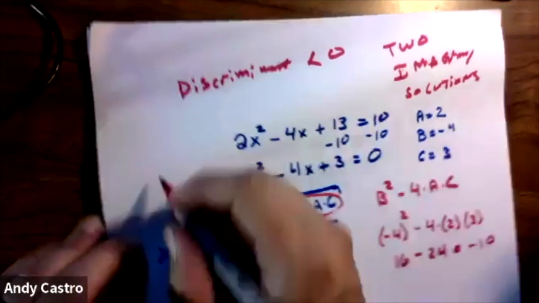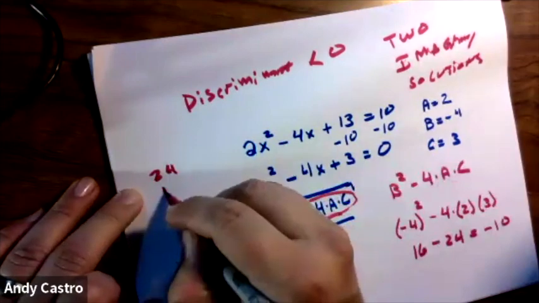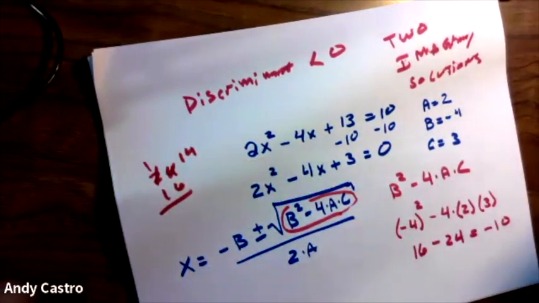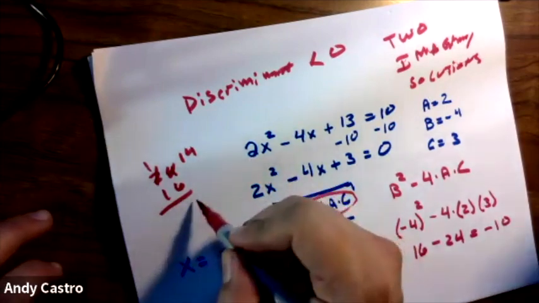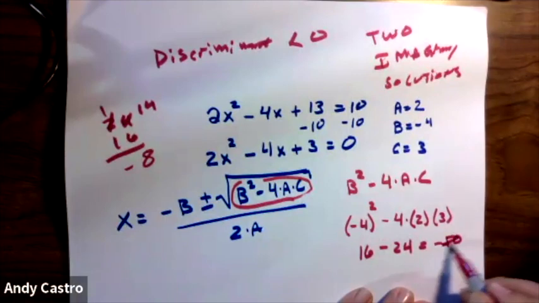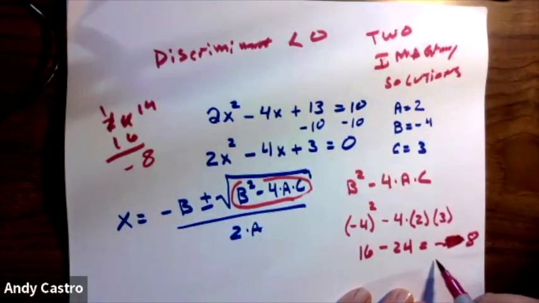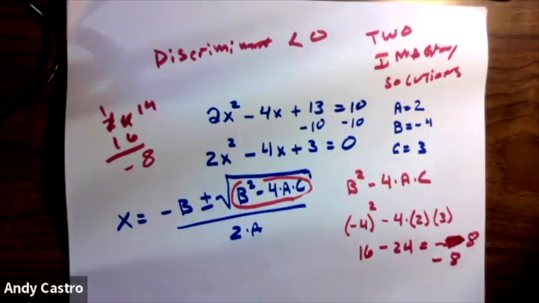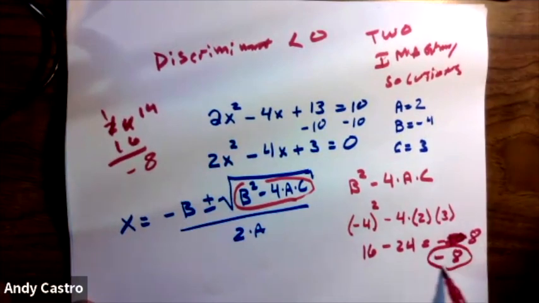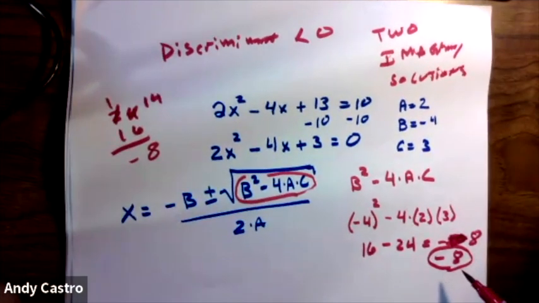Is that right? I feel like that's not right. 24, 16. Not right at all. It's a -8. -8. So 16, 17, 18, 19, 20, 1, 2, 3, 4. Good. Okay. So this -8 means I have two imaginary solutions.